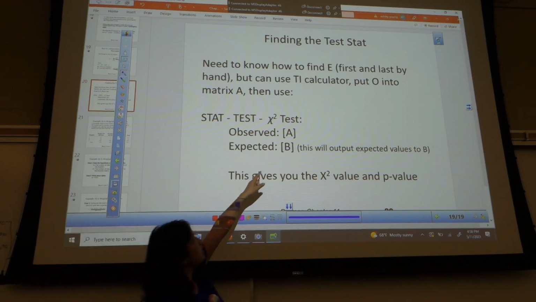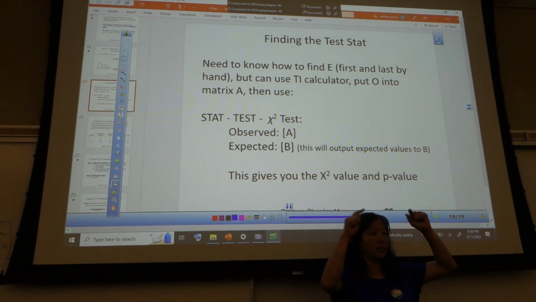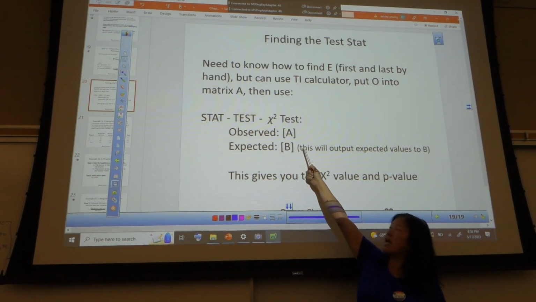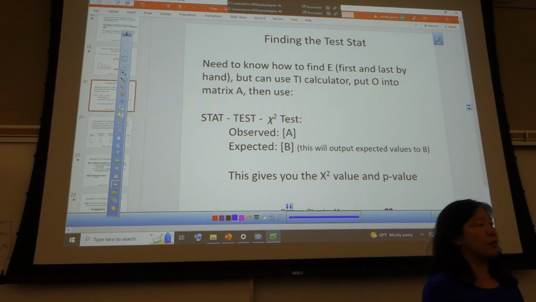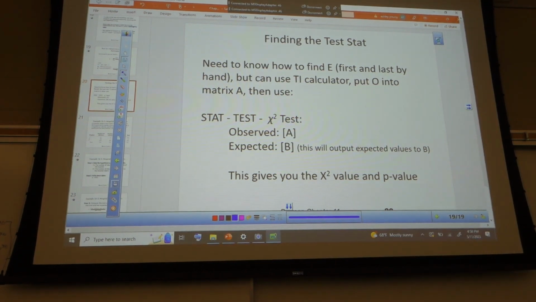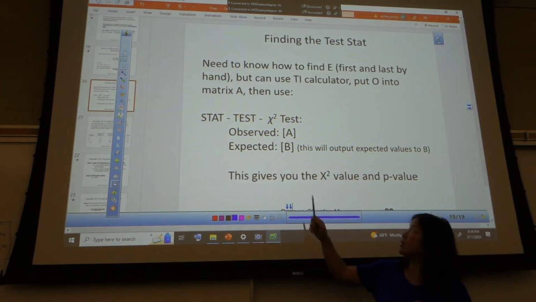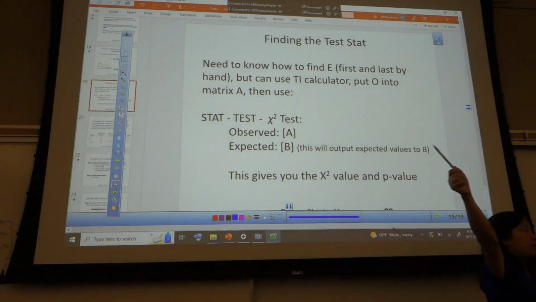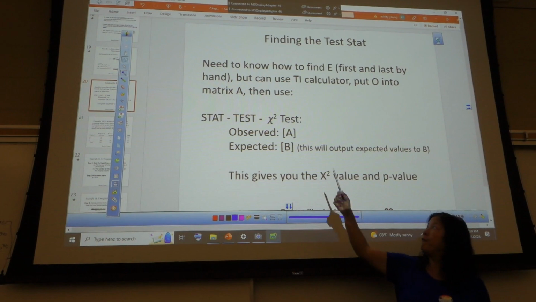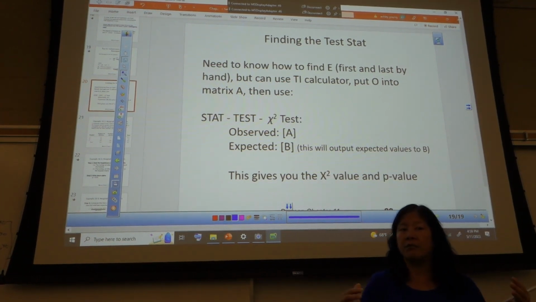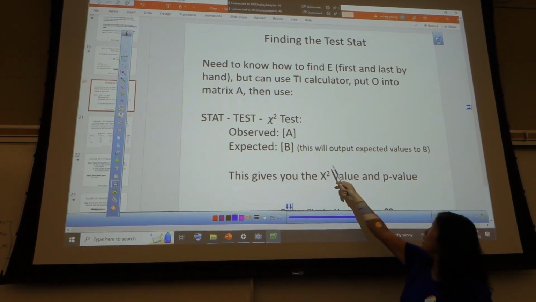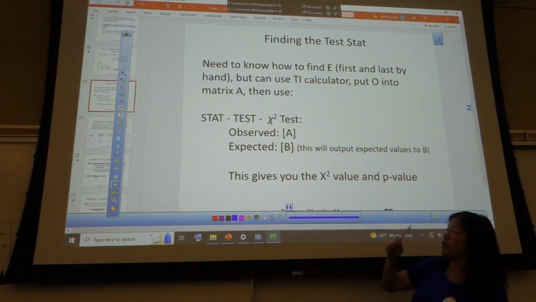Does everyone see the square brackets here? They're little square brackets. When you have square brackets like that, that means matrix. So that's matrix A, which means that you're going to take your observed values and put them into matrix A. And I'll show you how to do that in a little bit. And then matrix B, you put nothing into matrix B. Did everyone hear me? Do not put anything into matrix B. The formula will compute your expected values and it will store them into matrix B.